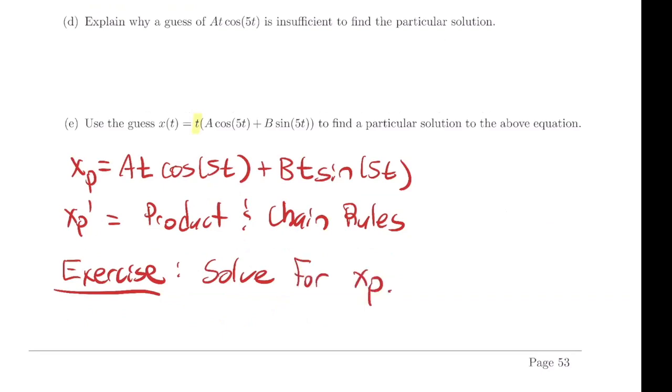Which is to find these coefficients a and b so that x of p is indeed a solution. I don't want to go through that; it's pretty tedious, but I'll just write up the solutions and you can check it later. Any questions so far?